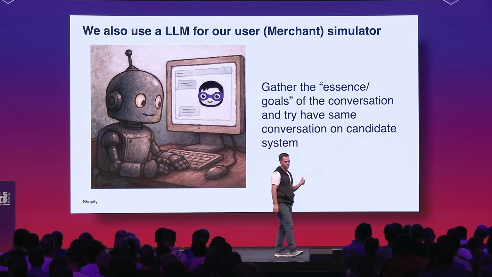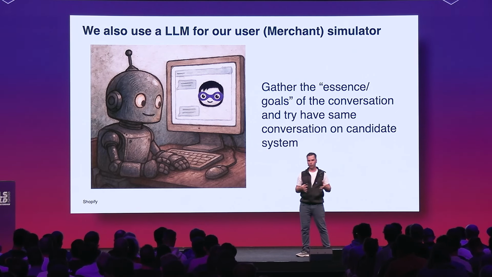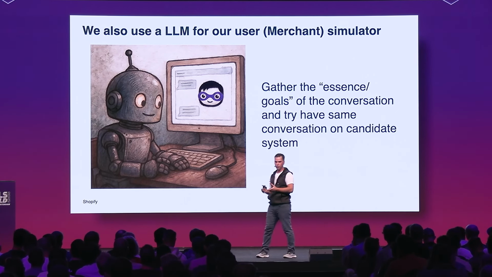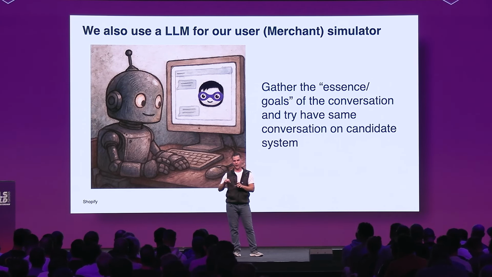So you need to create a user simulator or a merchant simulator to look at a conversation that happened, get the essence of it, kind of the goals that happened in it, what the merchant was trying to do or the user was trying to do. And then you want to use that and replay against the candidate system. So that LLM is going to act like a user and have a conversation with the candidate system. And then you're going to end up with a conversation that you can then use your LLM judge on, which you've gone through all this rigorous testing, and you trust.